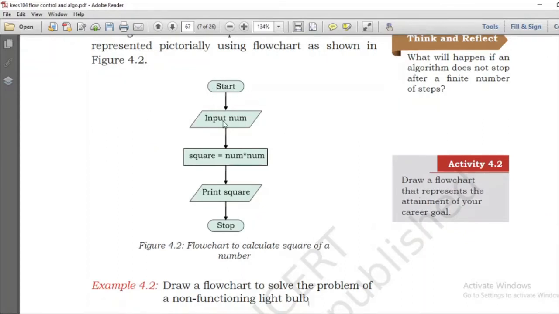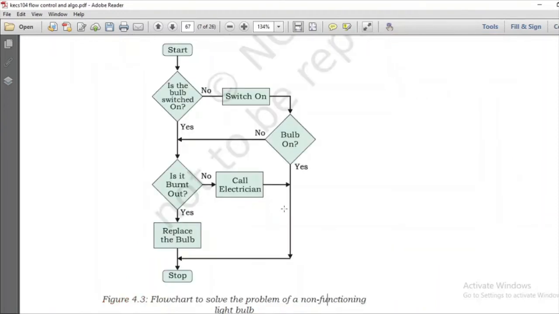Then you have taken the input num, that is 4. Then you have the processing part, that is square is equal to num into num. Then you have print. For output we have the same parallelogram, and then we have stopped. So this is how you can depict your algorithm using a flow chart.